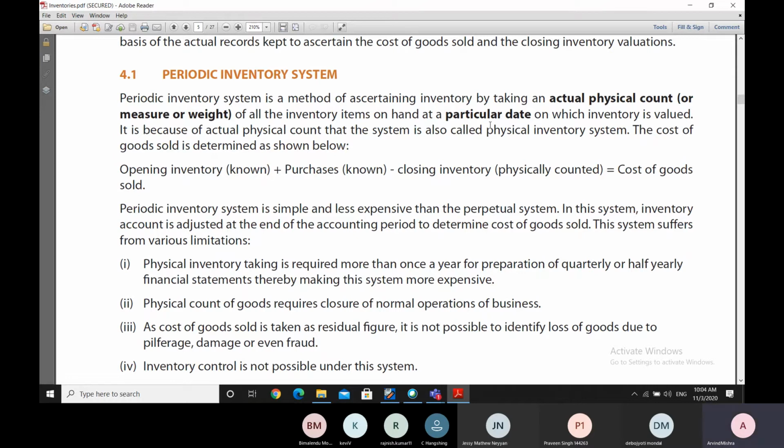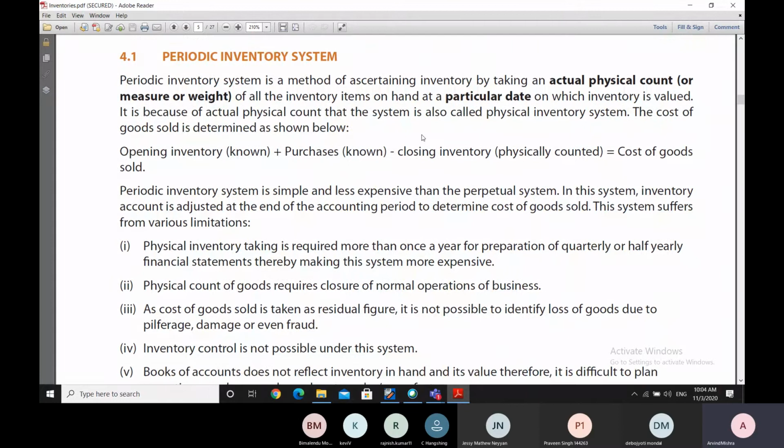Now it is because of the actual physical count that the system is called the physical inventory system, because we are physically counting everything. So this periodic inventory system is also called the physical inventory system. So once we have been able to count on a particular date, then we can calculate the cost of goods sold by taking the opening inventory, adding to purchases, then reducing the closing inventory, which is physically counted by us.